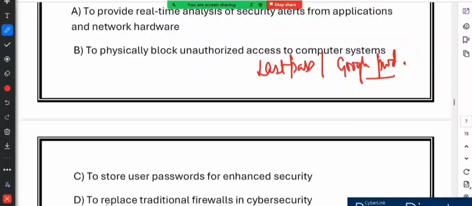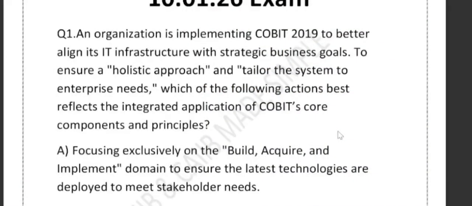Option D, to replace traditional firewalls in cyber. Ensure IT aligns perfectly with the business goal. So this question pertains to COBIT 2019. Friends, let's crack this MCQ and learn a memory trick that will make COBIT principles super easy to remember. An organization is implementing COBIT 2019 to better align its IT infrastructure with a strategic business goal. To ensure a holistic approach and tailor the system to enterprise needs, which of the following actions best reflects the integrated application of COBIT core components and principles? So that is the question.